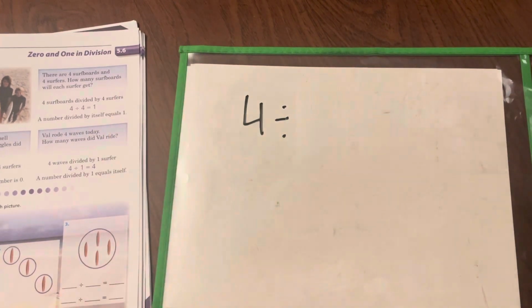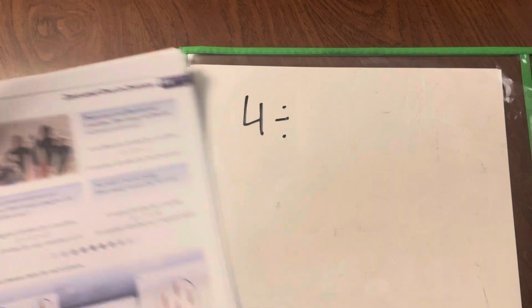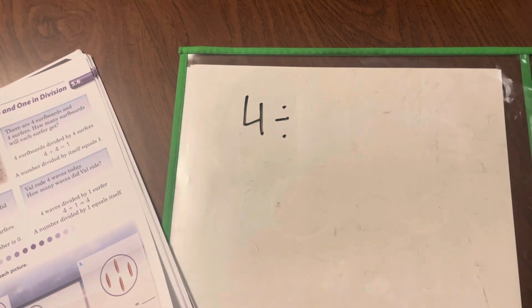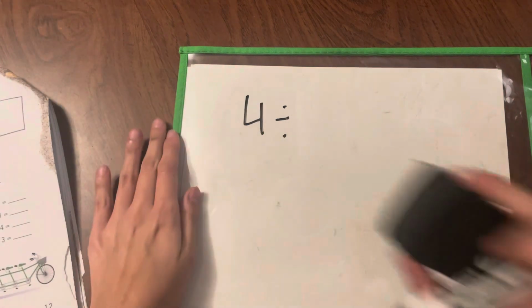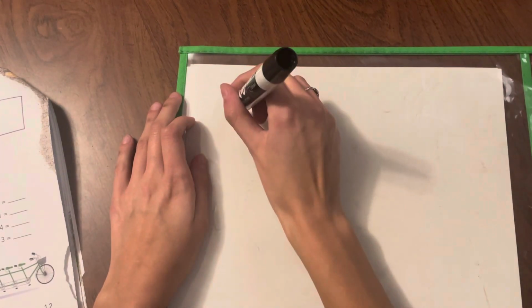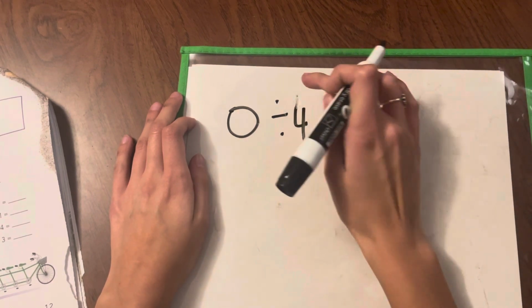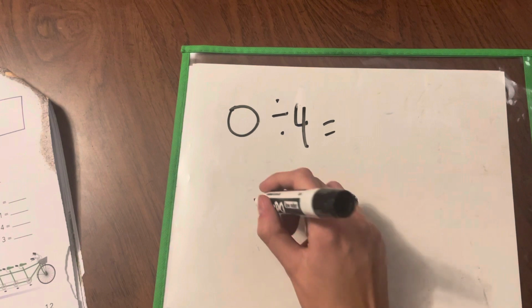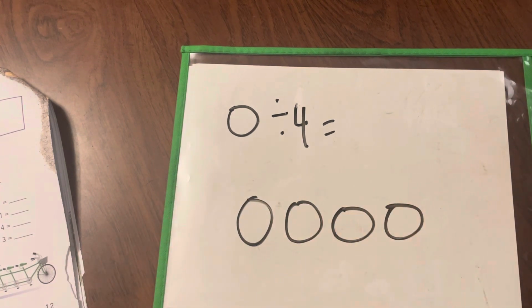So the other part of this is 0. 0 is the other tricky part. So let's look at this. If we have a problem like this, and I have 0 divided by 4 equals blank. Well, that means I have 4 groups, and that means I'm putting 0 dots into my 4 groups. Well, how many is in each group?